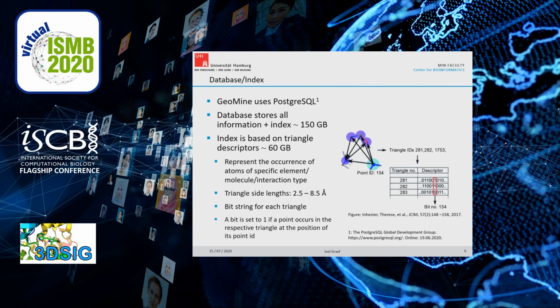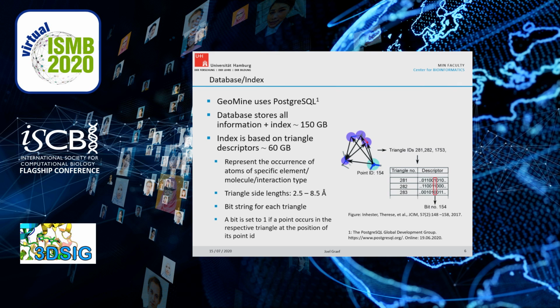The side lengths of the triangles are bin distances between 2.5 and 8.5 angstrom. For each of the possible triangles, a bit string is stored. Each of these bits corresponds to a specific point stored in the database.